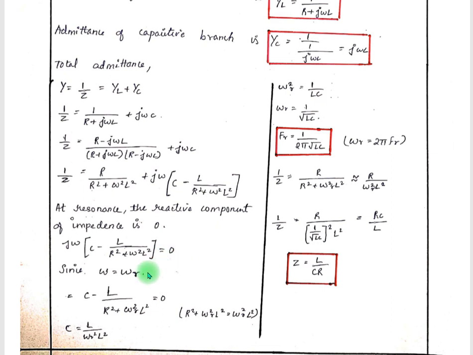Since ω is equal to ωR, we can replace ω by ωR. C minus L by R square plus ωR square L square is equal to 0. And we can replace the denominator term as ωR square L square, so C is equal to L by ωR square L square. Then we can send this C to the right hand side and take this ωR square to the left hand side. We will get ωR square is equal to 1 by LC. Then we will send the square to the right hand side. It will become a root in the denominator. ωR is equal to 1 by under root LC.